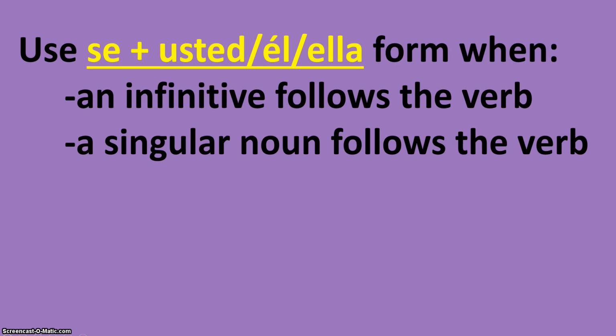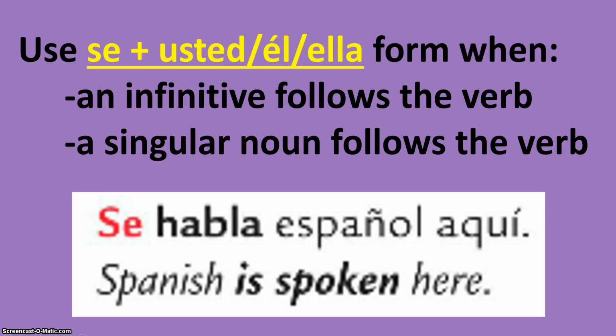We're going to use se plus the usted, él, ella form of the verb when an infinitive follows the verb or when a singular noun follows the verb. Here is an example. Se habla español aquí. Spanish is spoken here. I could also translate this as one speaks Spanish here, or even you speak Spanish here. I don't know who the subject is since I used the impersonal expression se plus the usted, él, ella form. Español is singular, so that's why I used the usted, él, ella form. This might be something that you'd see on a sign outside of a business or a restaurant.